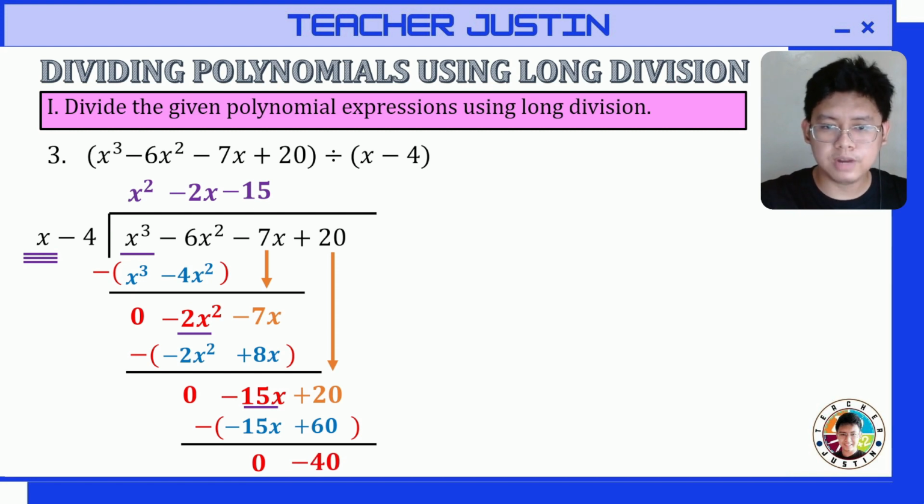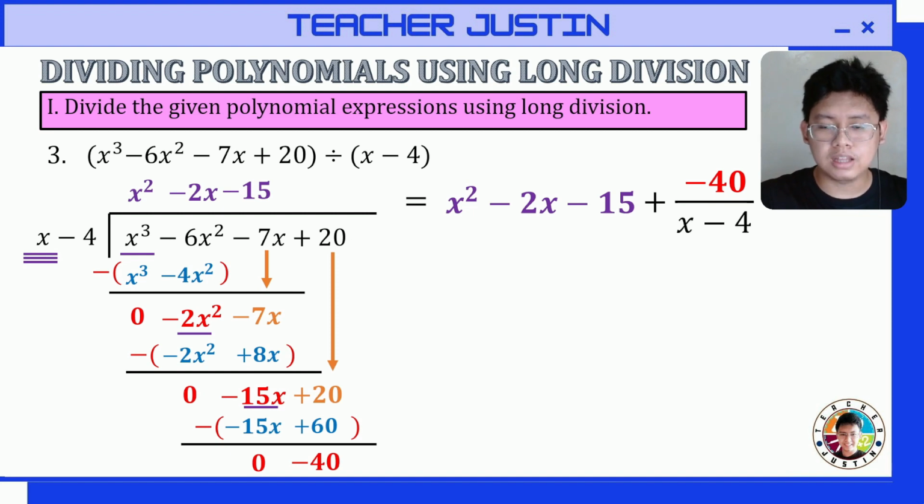Now, since there is nothing left to bring down, let's write our final answer. We will have the value of our quotient, which is x squared minus 2x minus 15. Then, let's add our remainder. Since we have a remainder of negative 40, we add it. Our remainder will be in the numerator, negative 40, and the denominator will be the divisor, x minus 4. So, our final answer will be x squared minus 2x minus 15 plus negative 40 over x minus 4. And that's it.